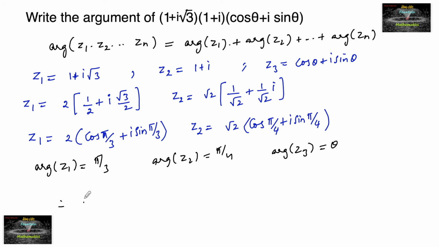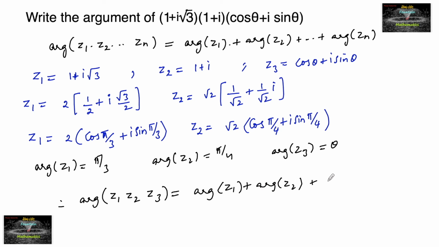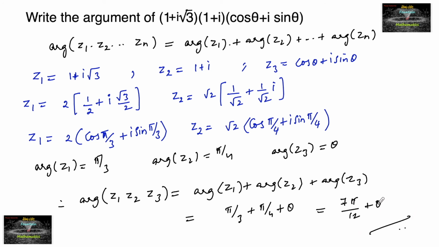So therefore the argument of the three complex numbers z1, z2, z3 is equal to the argument of z1 plus the argument of z2 plus the argument of z3, which equals pi by 3 + pi by 4 + theta. Taking LCM, pi by 3 + pi by 4 is 7 pi by 12, plus theta. So 7 pi by 12 + theta is the answer. Okay, right, thank you.